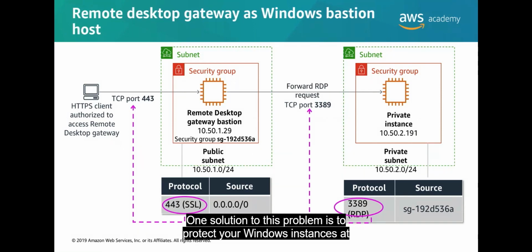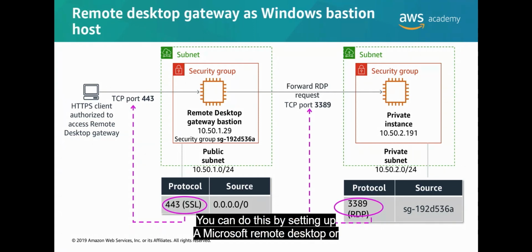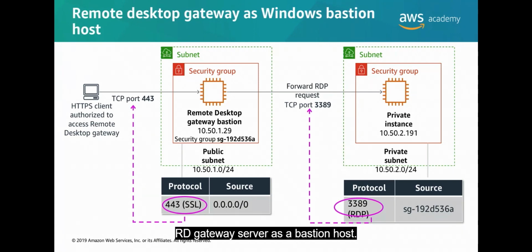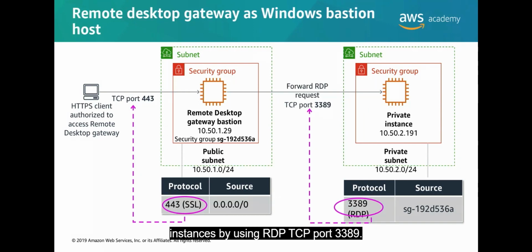One solution to this problem is to protect your Windows instances at the network layer. You can do this by setting up your Microsoft Remote Desktop or RD Gateway server as a Bastion host. You can configure the RD Gateway to accept connections via HTTPS through TCP port 443 from every IP address on the internet. You can then proxy the connections to your other Windows instances by using RDP TCP port 3389.